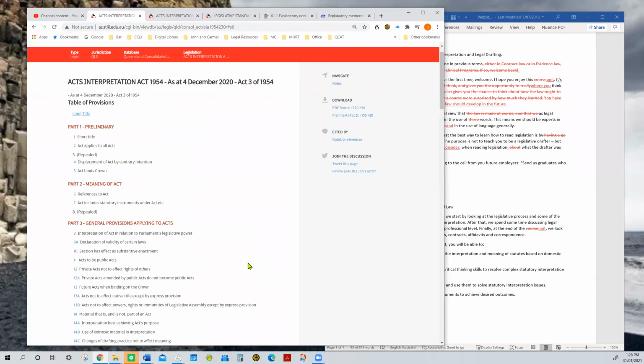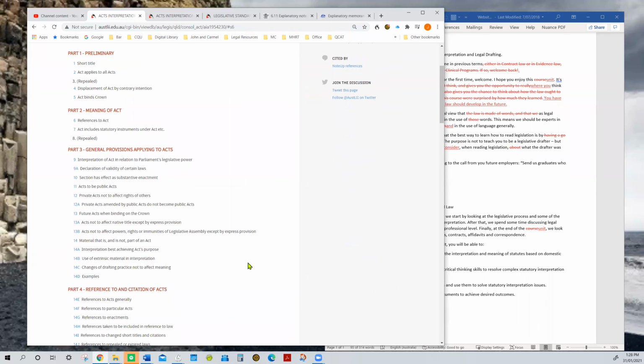As always, when reading legislation, look at the overall headings. Again, you'll note there's no chapters here. We go straight into parts. Part 2 talks about the meaning of the Act. Part 3, general provisions applying to acts of a general nature. So not just this one.